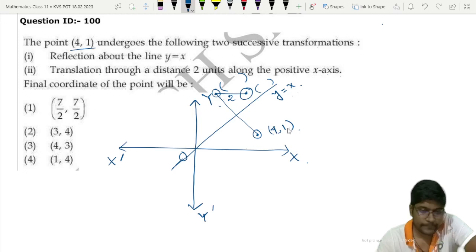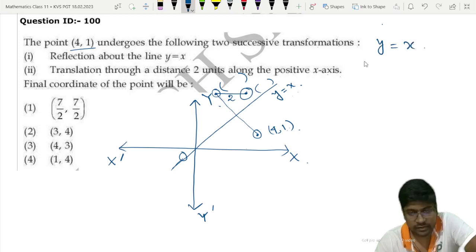Okay, which will pass through (4, 1). So the equation of the line which is perpendicular to y = x. This line I can write like x - y = 0. So the equation of the perpendicular line will be x + y + k = 0. Okay, this is the equation of the perpendicular line.